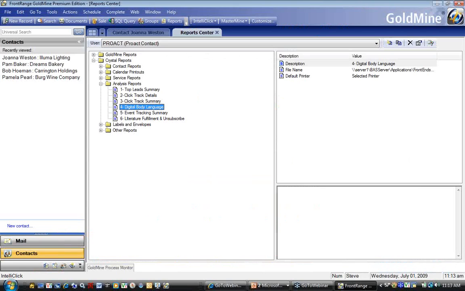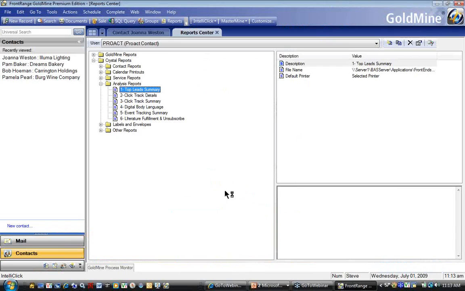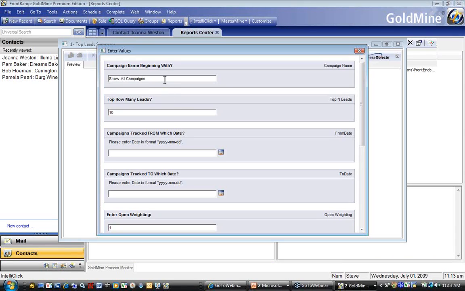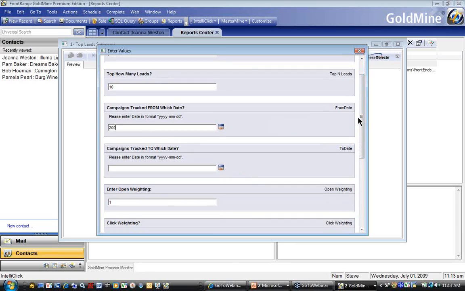So I'm going to move back over here to GoldMine, and we're going to run a top lead summary report. And I'm going to run this report and isolate it to one of the campaigns we have. So I'm going to go ahead here and isolate this to the Imagine campaign. And I'm going to ask the system to give me my 10 best leads. And it's going to go ahead and allow me to indicate what time frame I want to measure.